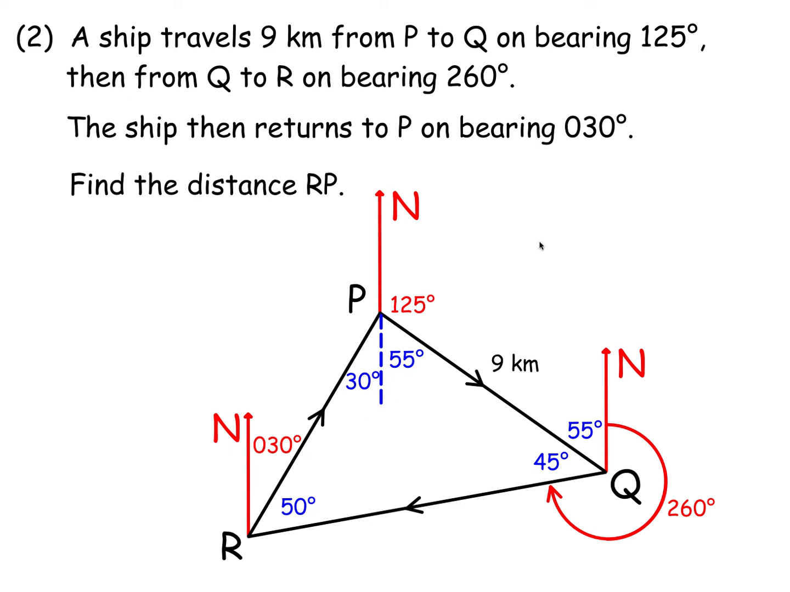So now we've got all the angles and we've got a side and the opposite angle, so we can use the sine rule. It asks us to find out RP. So we need the opposite angle, the 45 degrees. So that's worked out the missing angles.